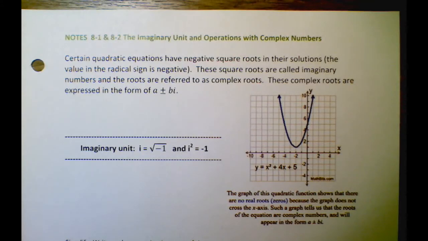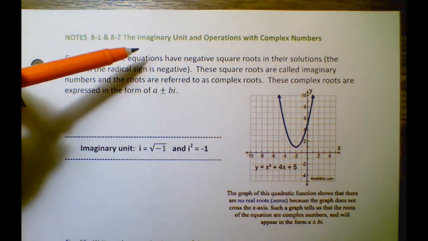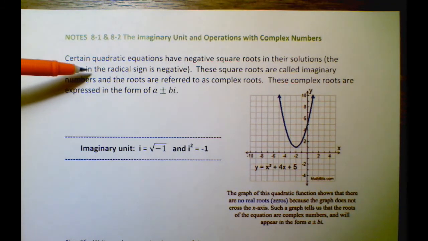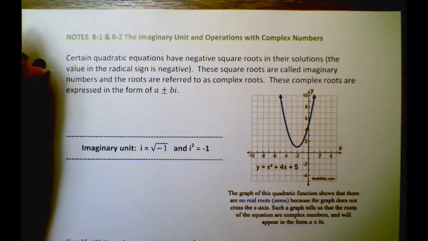Hi everyone! Today we are going to continue simplifying radicals, but we're also going to learn something new called the imaginary unit and complex numbers. So let's give a little background first. It says certain quadratic equations have negative square roots in their solutions, which means that the value under the radical sign is negative. So it would look something like this, like negative square root negative 5.